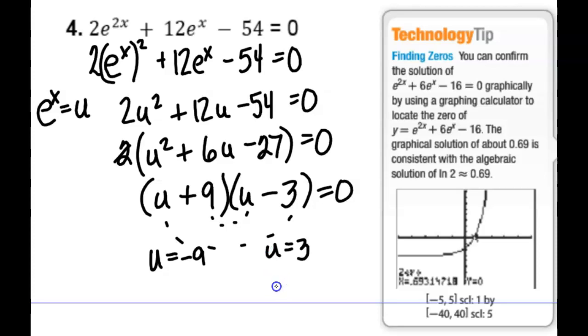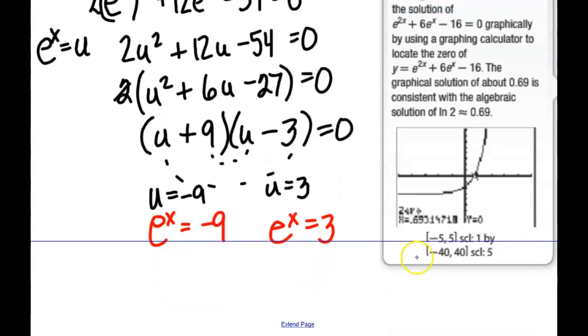Unfortunately, finish was kind of a misnomer because we're not finished. What is u? So we have e to the x equals negative 9, or e to the x equals 3. Now, whenever x is in the exponent, what do you have to do? Log of both sides. We're going to use natural log because it is an e question.